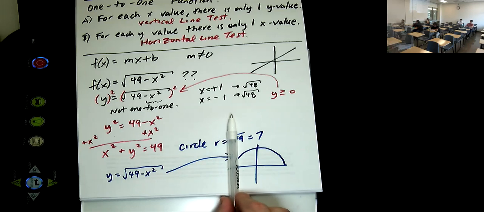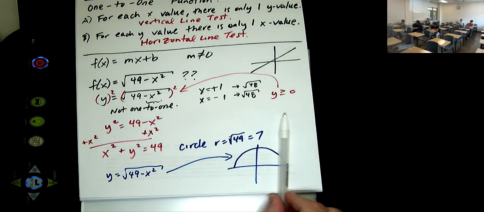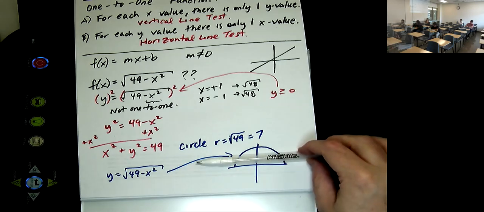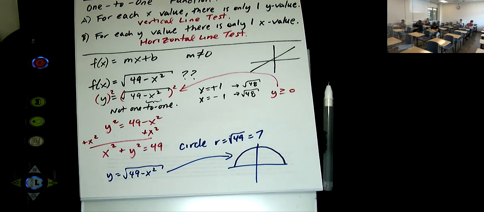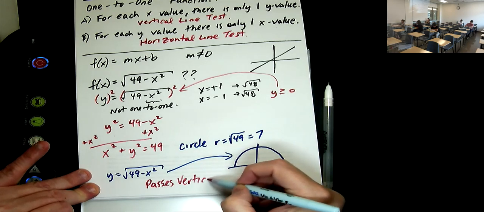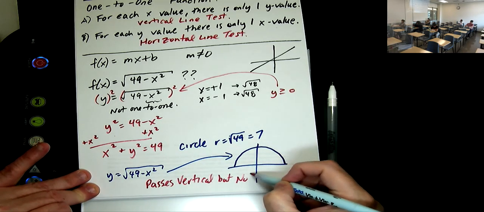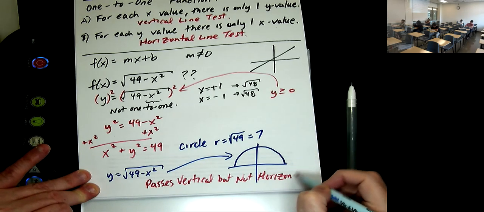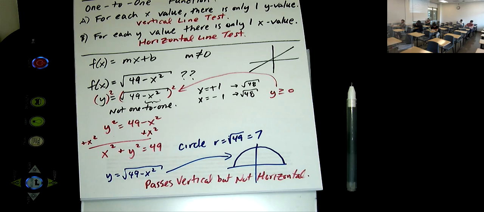It passes the vertical line test just fine. But it does not pass the horizontal line test. It's crossing the graph twice there. So I'll write that down. Passes vertical, but not horizontal. And that's called the horizontal line test, or part of what we did.